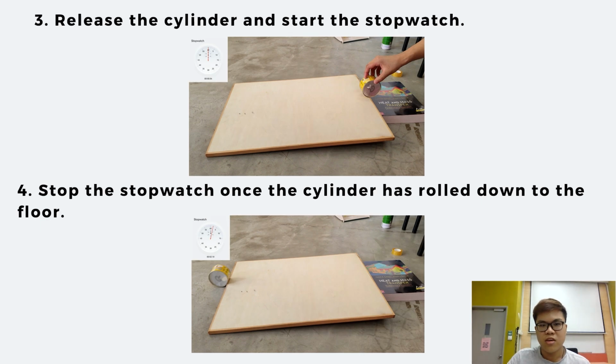After placing the cylinder on the starting point, we release the cylinder and immediately start the stopwatch as shown in the first figure. After that, once the cylinder has rolled down to the floor, we immediately stop the stopwatch as shown in the second figure.